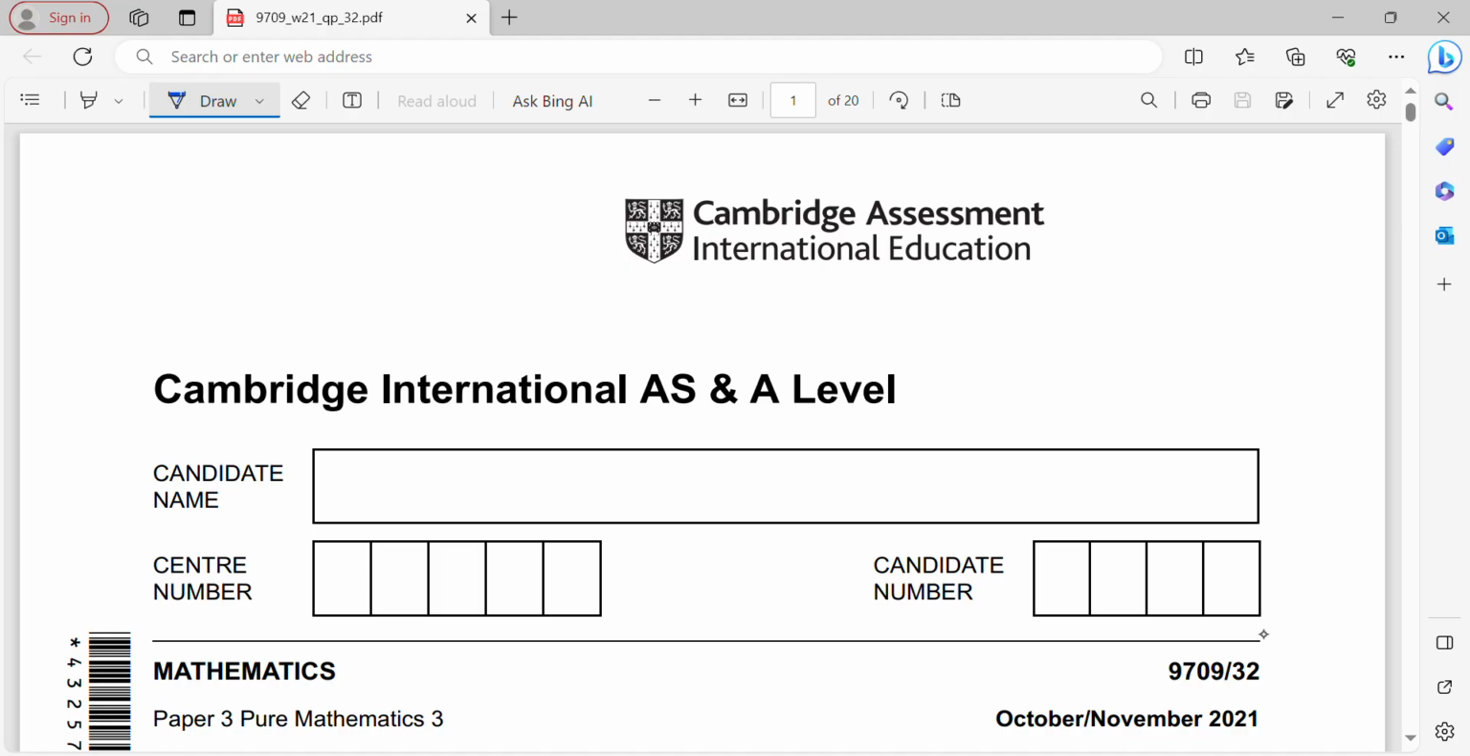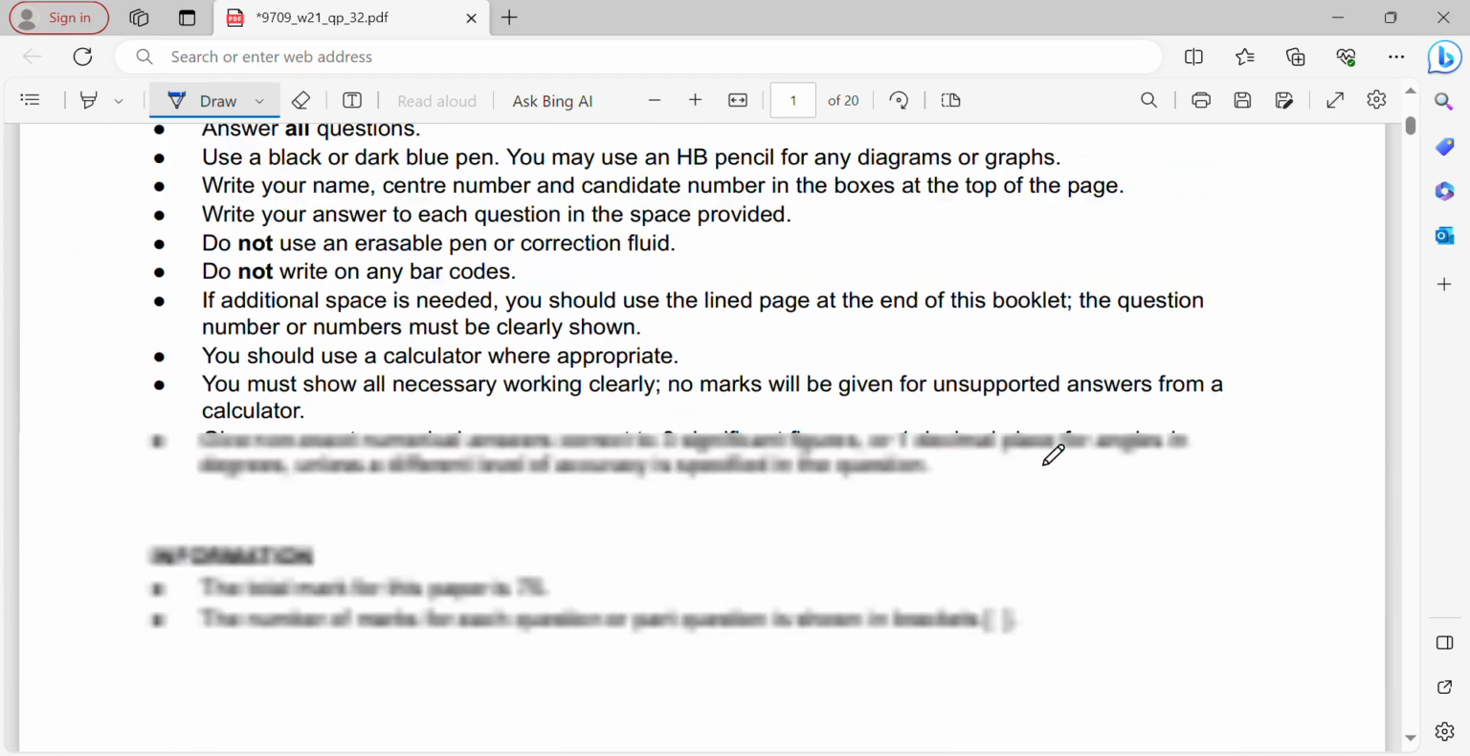This video is to discuss Cambridge International AS and A-Level Mathematics Paper 3, which is Pure Mathematics 3 for October-November 2022, and the code is 9709/32. Let's move on to question number 1.